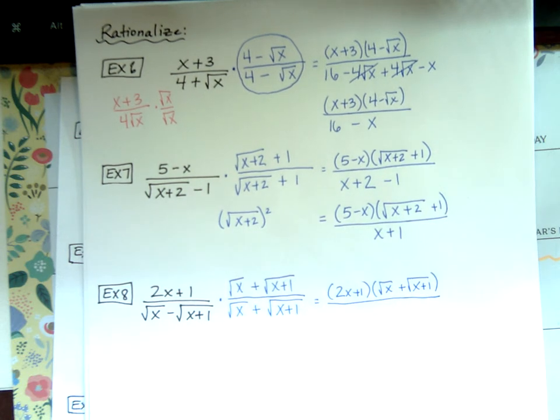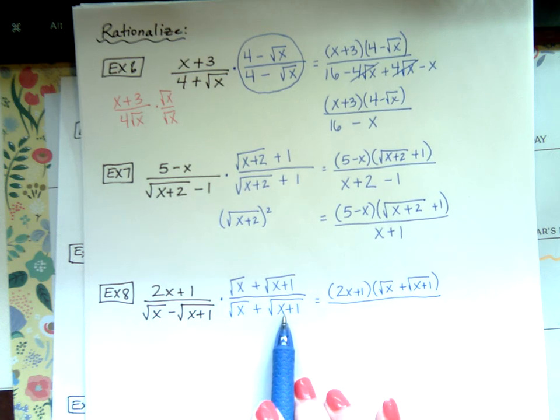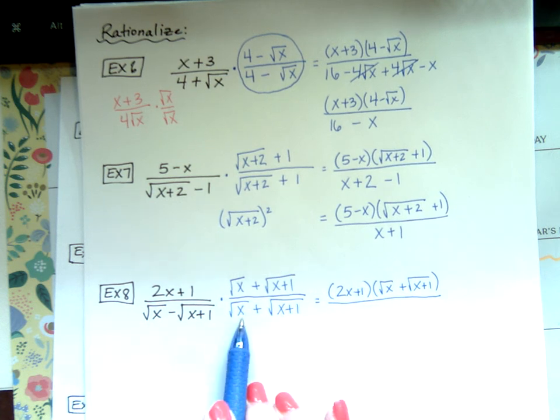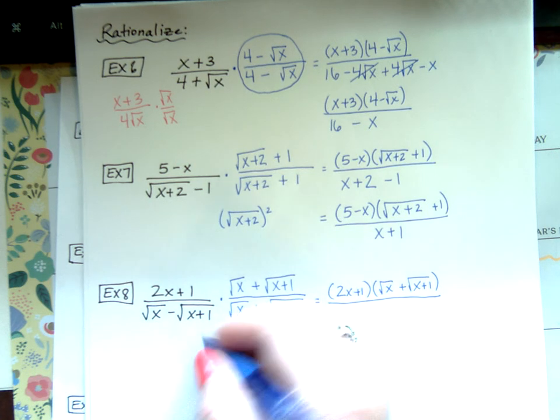Now I don't need outers and inners because I've set it up that they're going to cancel, and I can kind of check that out. Square root of x, positive square root of x plus 1, negative square root of x plus 1 and x. So one's positive, one's negative, outers and inners are canceled. So let's do firsts and lasts. The square root of x times the square root of x is the same thing as the square root of x squared. They undo each other, so you just have an x.